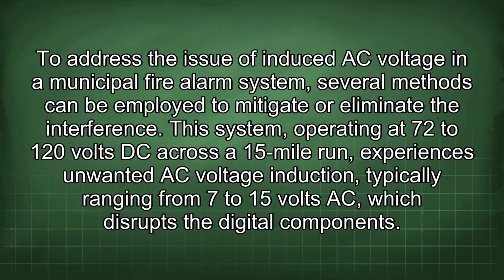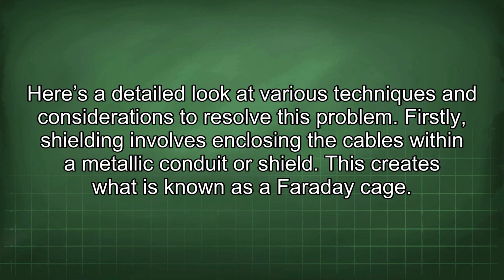To address the issue of induced AC voltage in a municipal fire alarm system, several methods can be employed to mitigate or eliminate the interference. A system operating at 72 to 120 volts DC across a 15-mile run experiences unwanted AC voltage induction, typically ranging from 7 to 15 volts AC, which disrupts the digital components. Here's a detailed look at various techniques and considerations to resolve this problem.